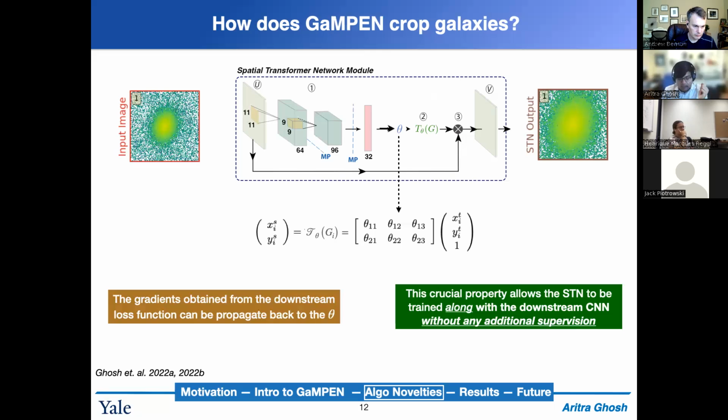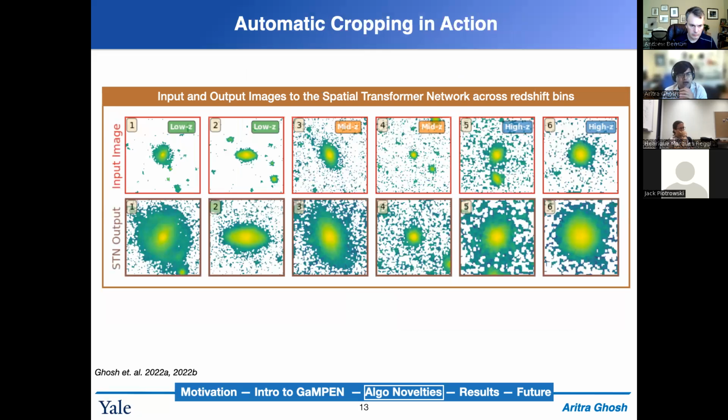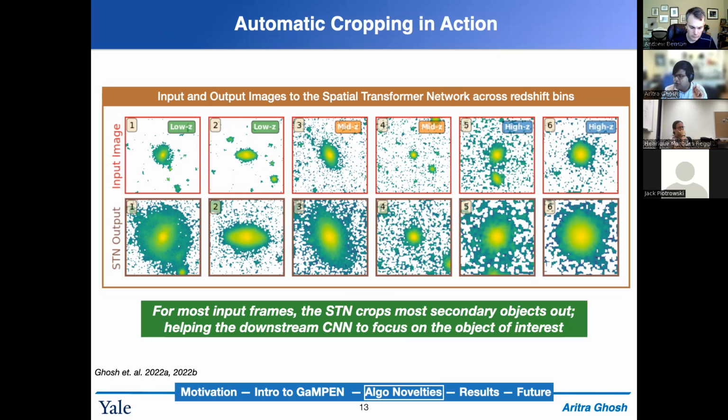Now, how do the results look? Here I'm showing you examples: the top row are the images that we input into the spatial transformer network, and the bottom row is the output of the spatial transformer network. As you can see, in all these cases, there are secondary objects present in the frame. Using the STN helps us zoom in on the object of interest at the center, and it crops out most of these secondary objects which are present in the frame. So that's the general use case of the spatial transformer network.